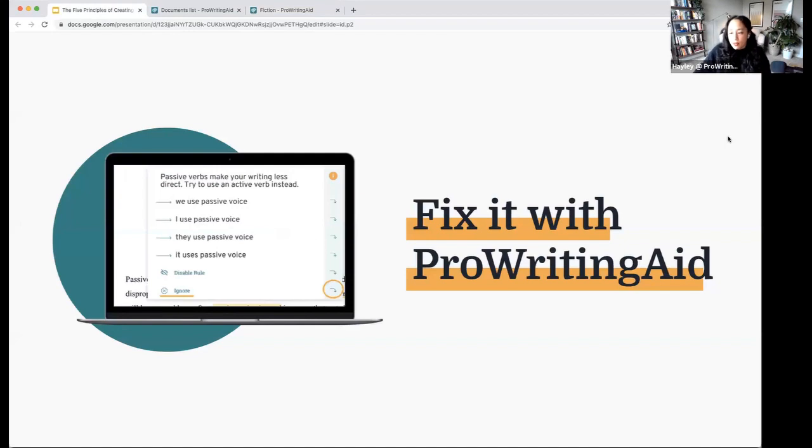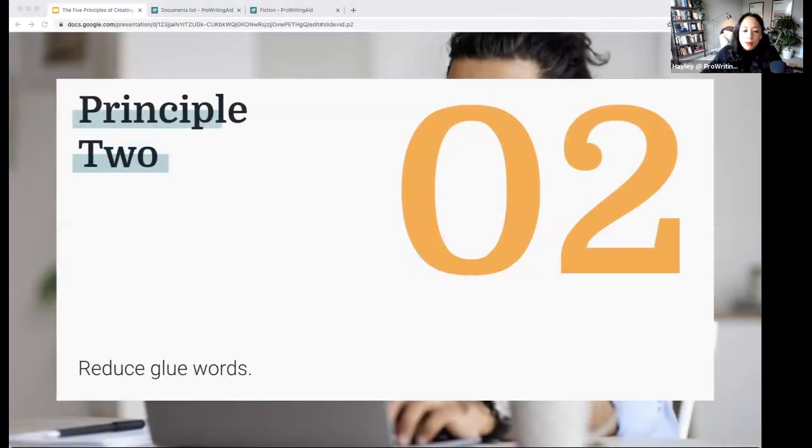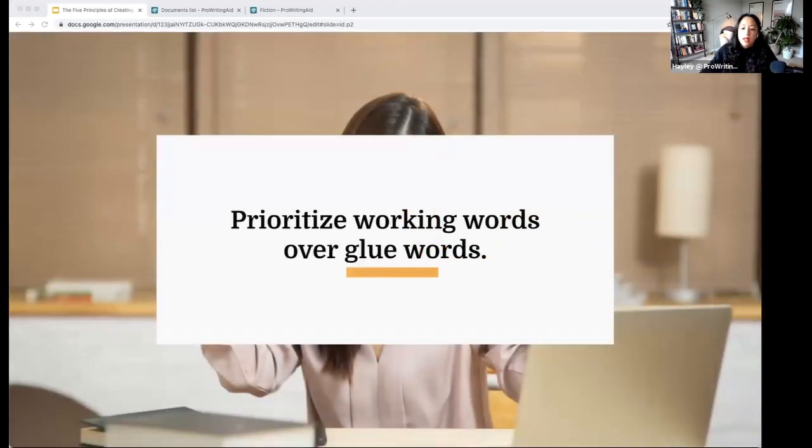Okay, so that's our first principle. Let's move on to our second, which is my favorite. So our second principle of creating clarity is to reduce glue words. In writing, it's important to prioritize working words over glue words. Hayley, what are working words?